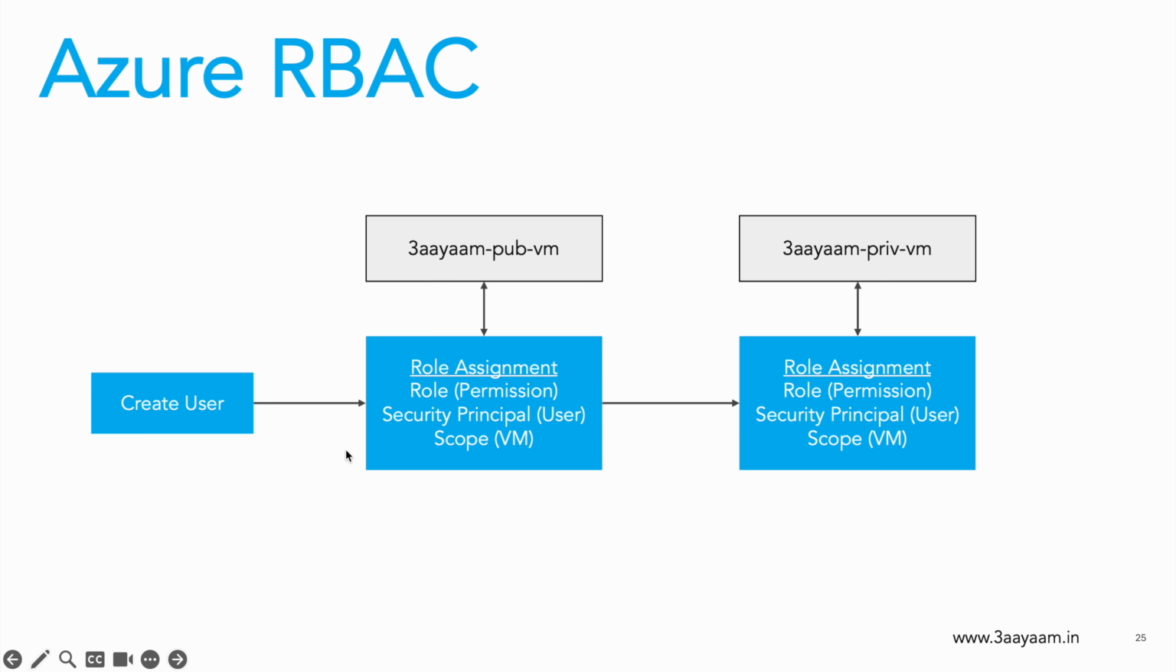So I'll create a user, create a role. The user would become the security principal, and then I'll create a role and define the scope and then combine them together using role assignment. And we'll see what this user can do.